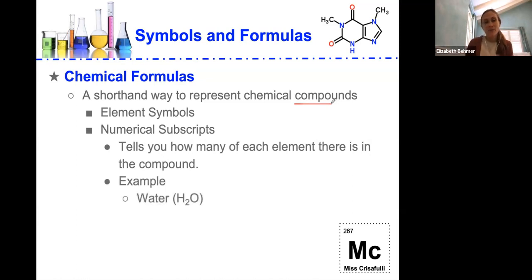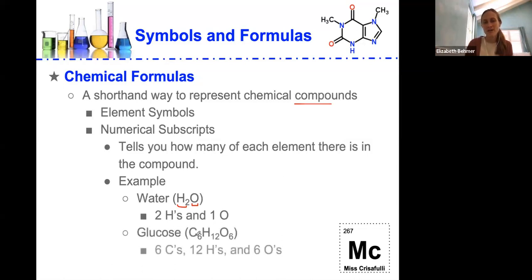So for example, water is a compound that's made up of 2 hydrogen and 1 oxygen. So you never include the number 1. If there's no number, if there's no subscript after the symbol, that just means there's 1. But if there's a number greater than 1, then that'll tell you the number of elements in that compound. Glucose has 6 carbon, 12 hydrogens, and 6 oxygen. And glucose, again, is a simple sugar, the most common.